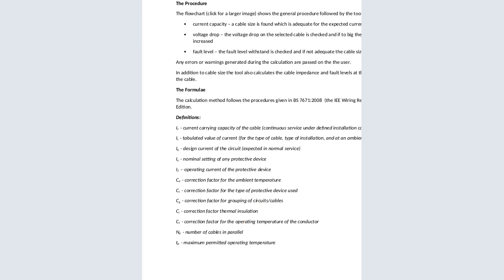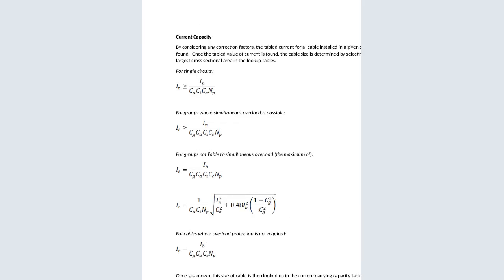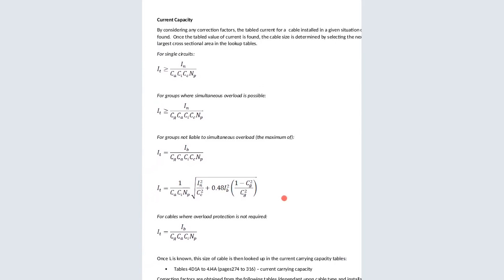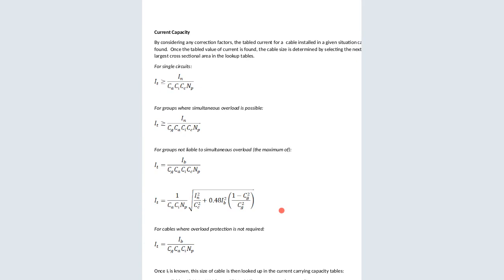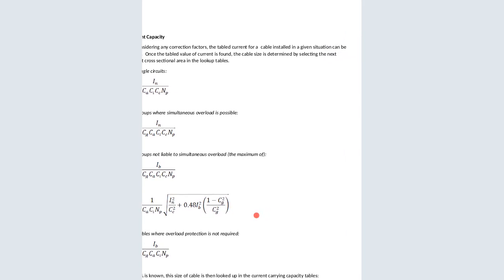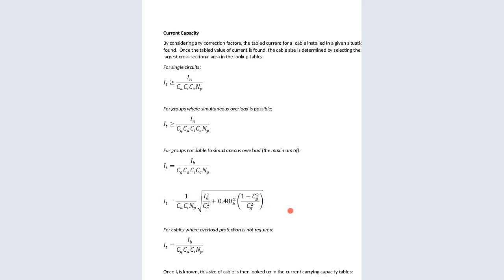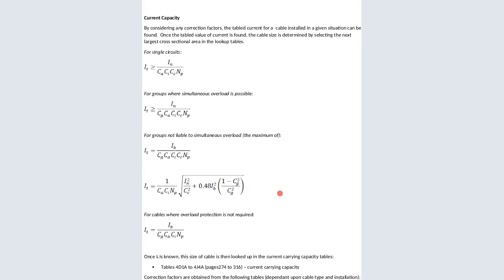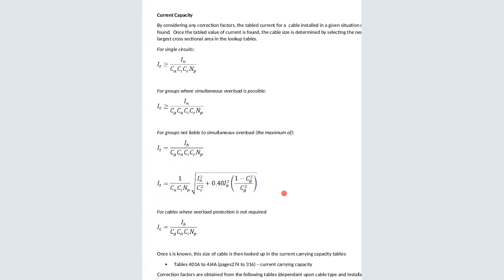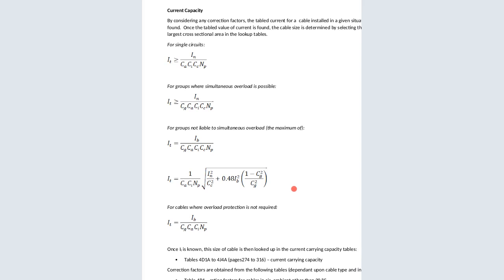So NP is the number of cables in parallel. TP is the maximum permitted operating temperature. So those are some of the basic things that we'll use in calculation. So when we want to get the current capacity, how do we do it? By considering any correction factors, the tabulated current of the cable installed in a given situation can be found. Once the tabulated value of current is found, the cable size is determined by selecting the next largest cross-sectional area in the lookup tables.